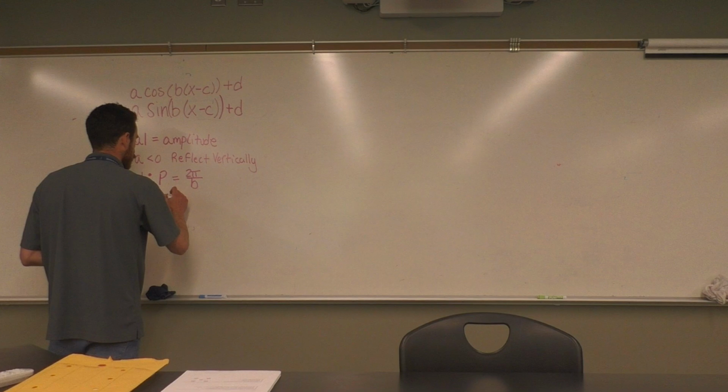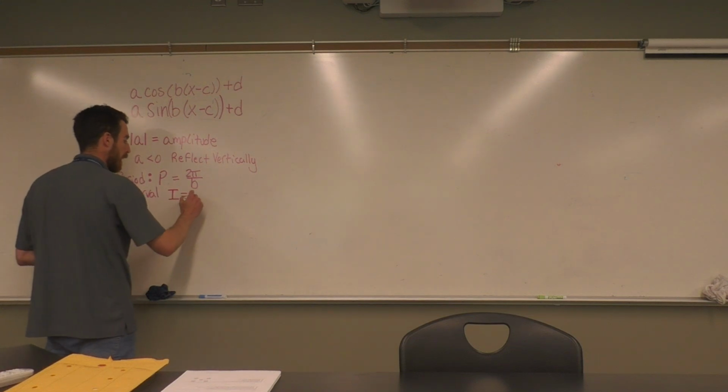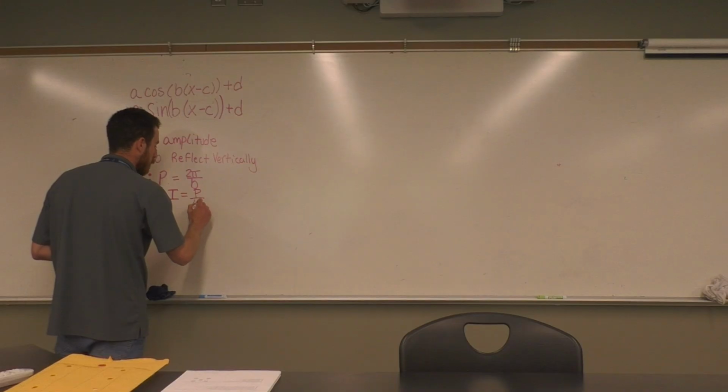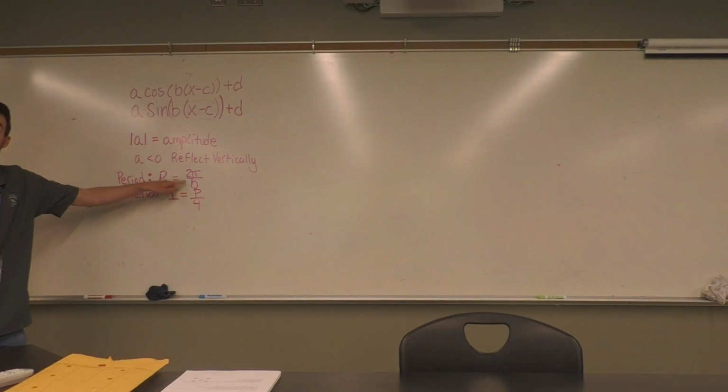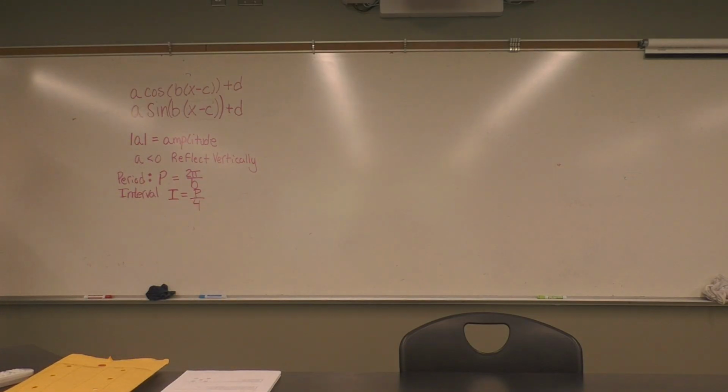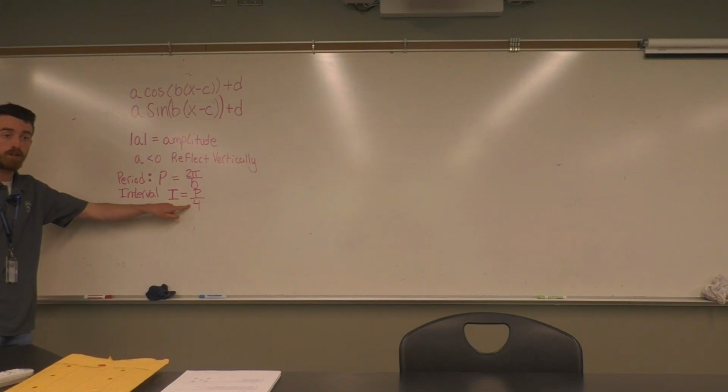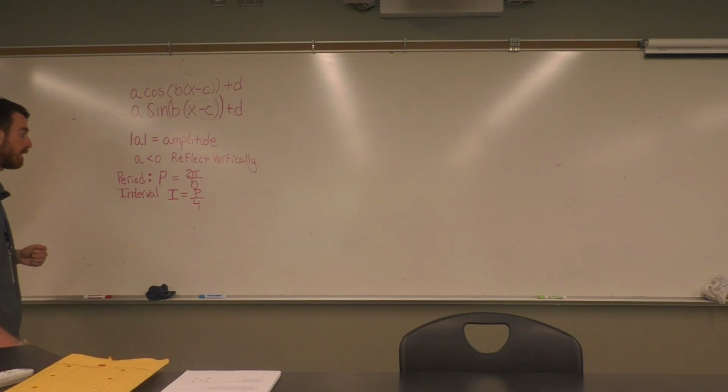And the formula for the interval, I never use a letter for it. You put it right onto the graph, but I'll call it capital I, is the period divided by 4. This formula depends on if it's sine or cosine. Once we get to tangent, it won't be the same. But for every single trig function, the period divided by 4 is the interval.